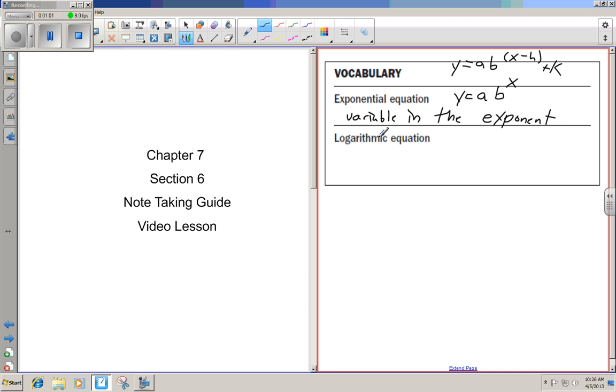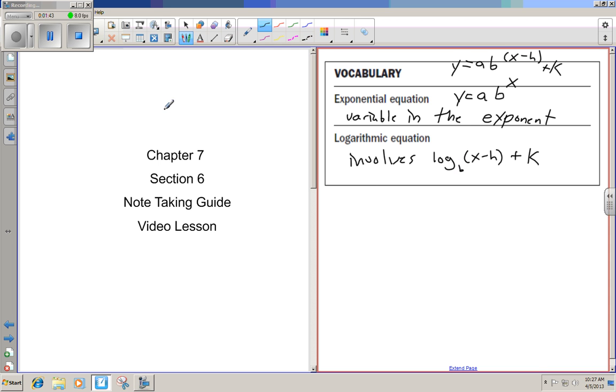Logarithmic equations are equations that involve logarithms of variable expressions. So basically, it involves a log with some variable in here. So that's a logarithmic equation. This is the child function of a logarithmic equation: log base b of x minus h, plus k. As long as you're taking the logarithm of a variable, it's a logarithmic equation.